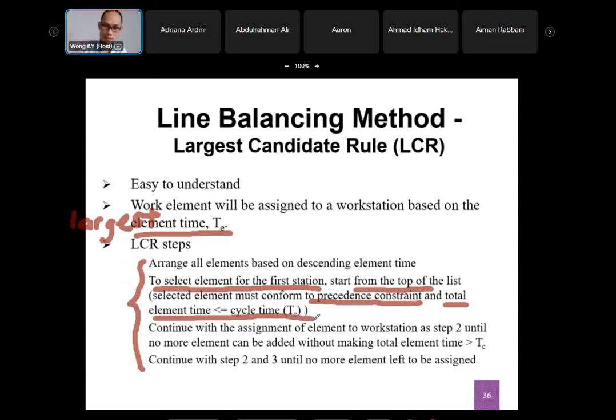Okay, so remember two things. When you assign the elements to the workstation, make sure it conforms to the precedence constraint and make sure the total element time does not exceed the cycle time. And next step, you just have to repeat. Next step is you continue the process. You repeat step one and step two until all the elements have been assigned.